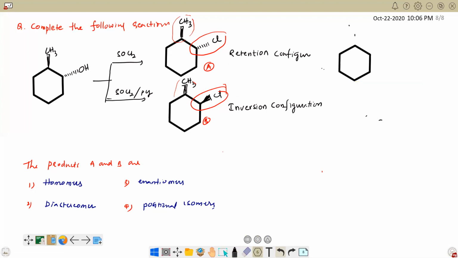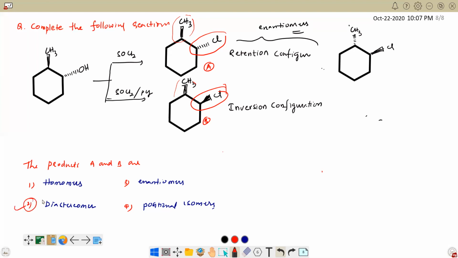Suppose it is there like this. If this compound, I should write like this: CH3 is below the plane and the chlorine is above the plane. Now these two are mirror images of each other, enantiomers, I can say. But you can easily understand they are diastereomers.